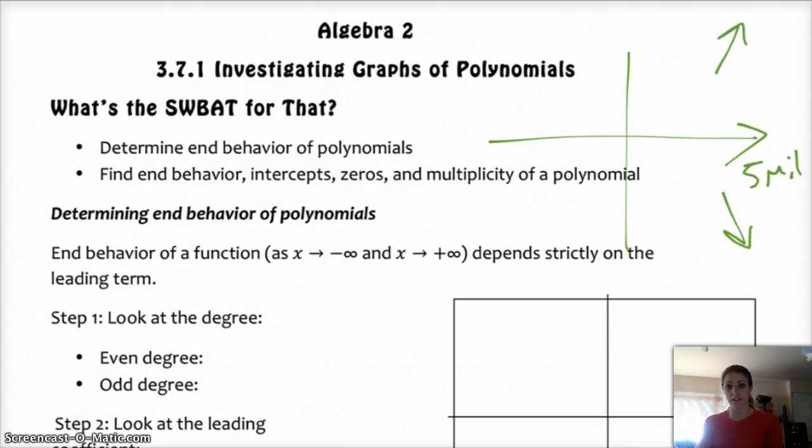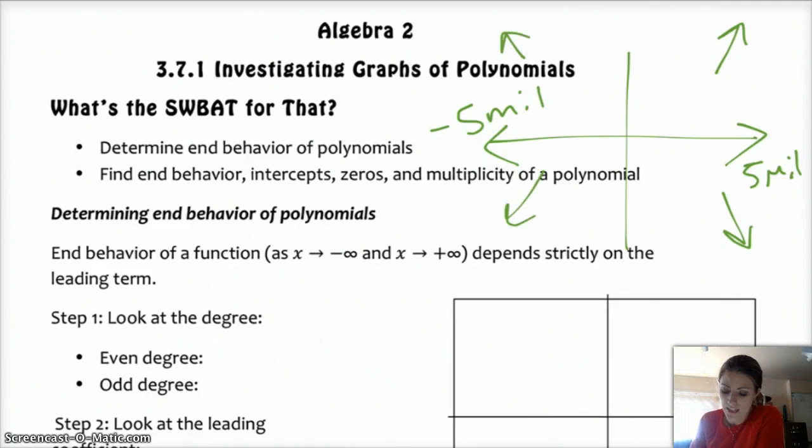And similarly, on the negative side of the axis, as x becomes a super big negative number, like negative 5 million, and even smaller than that, the graph will, at some point, only do one thing. It will either go up forever, or it will go down forever. And so that's kind of what end behavior means.